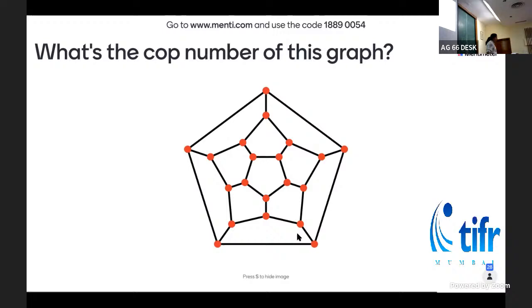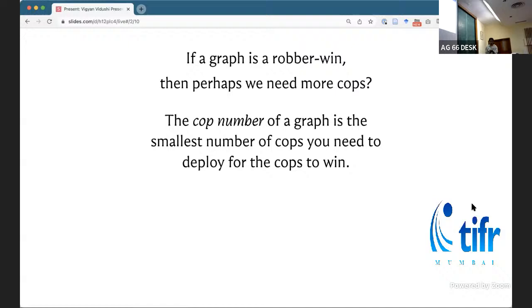So 5 cops are explicitly enough, and you need more than 2. So do you need 3, 4, or 5 is the question that you can think about. I will briefly tell you about why you need at least 2. It turns out that if the shortest cycle in a graph has more than four vertices, which is the case here, as you can see.